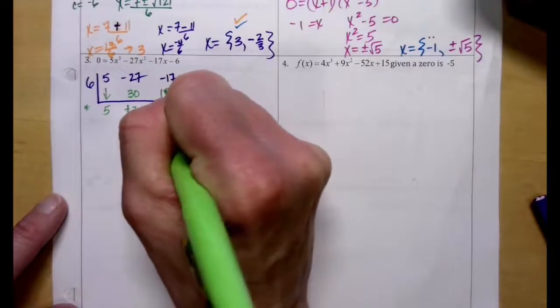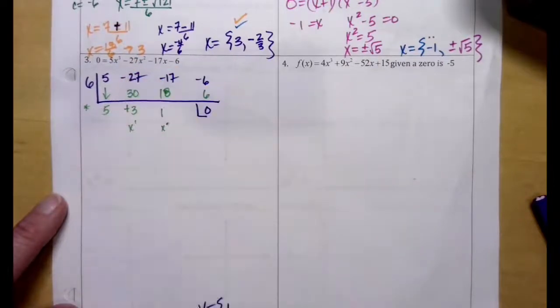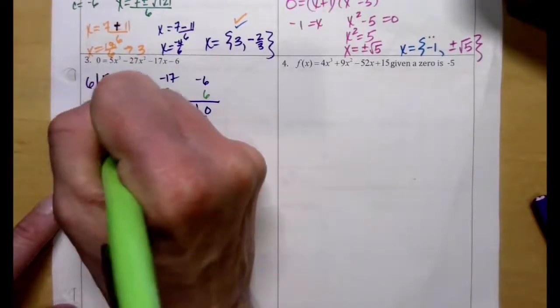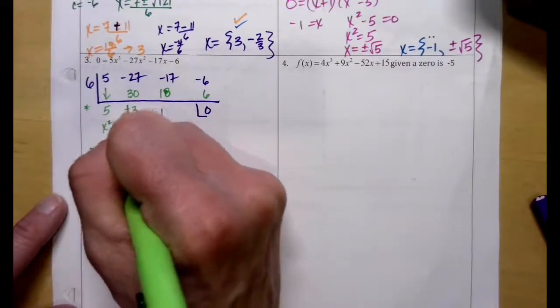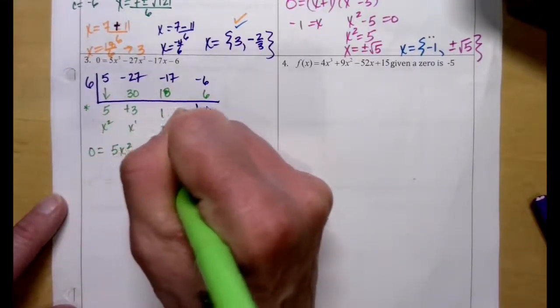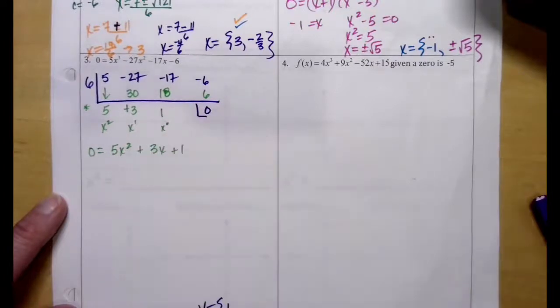This is my constant. This is my linear level. And here is my quadratic level. So my new equation is 5x squared plus 3x plus 1. It's time to do my quadratic formula.